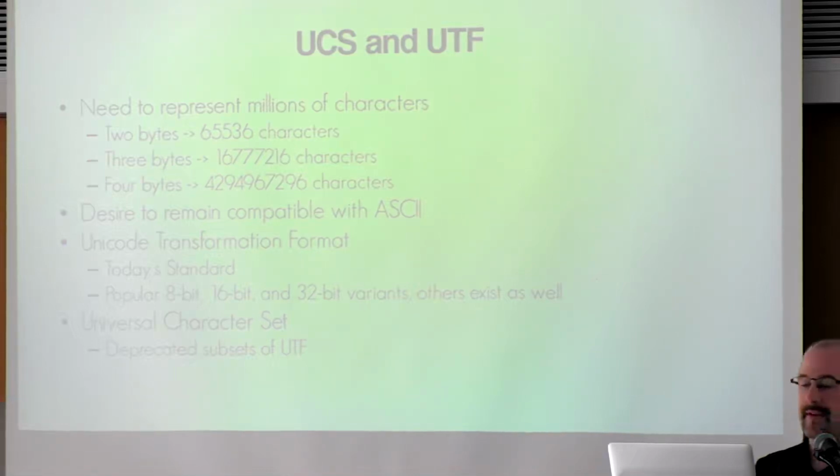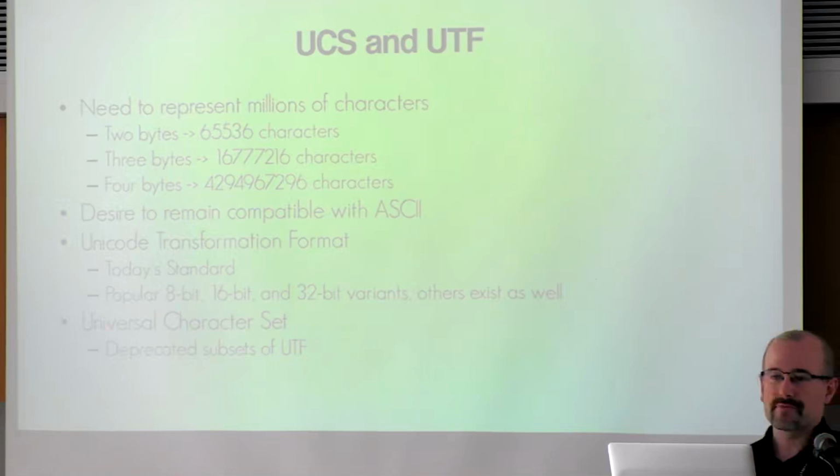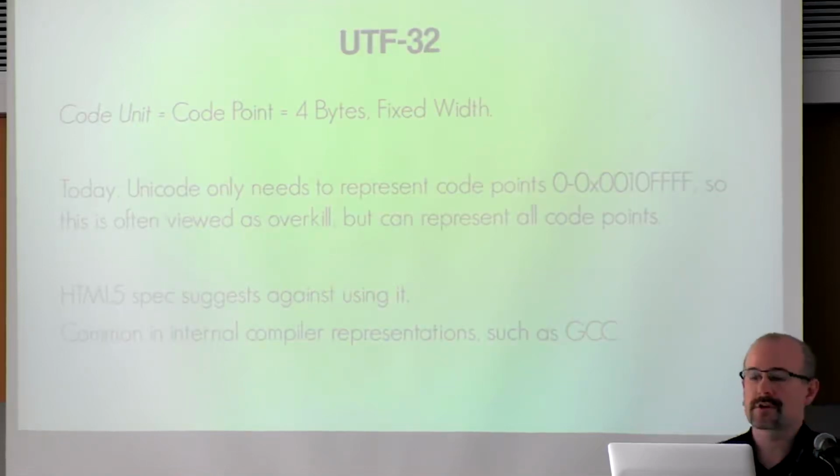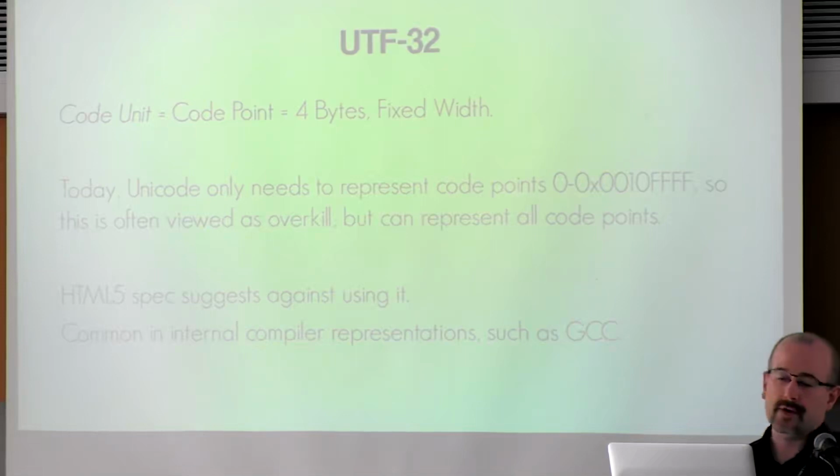Anyway, so there are popular variants of UTF: UTF-8, UTF-16, UTF-32, that encode the code points using different numbers of bytes. So let's talk UTF-32 first. Basically, a code unit is the same size as a code point, which is 4 bytes. Basically fixed width for everything.